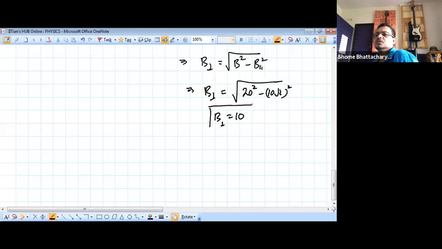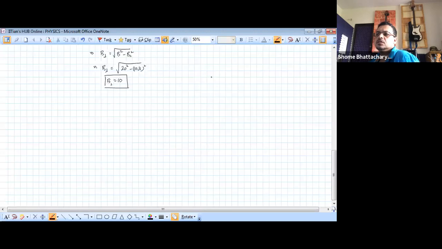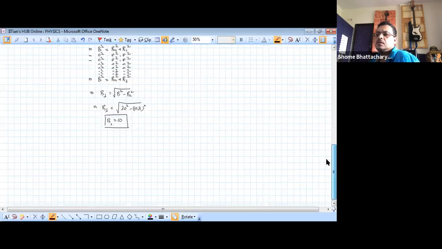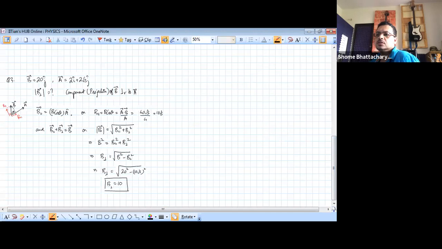No, we don't need it here, because here only the magnitude was asked, so we are not using A cap. Here I have not asked for it. See, the question has not asked for the vector form, so I am not using this. This is not asked for, so I am not making use of that.